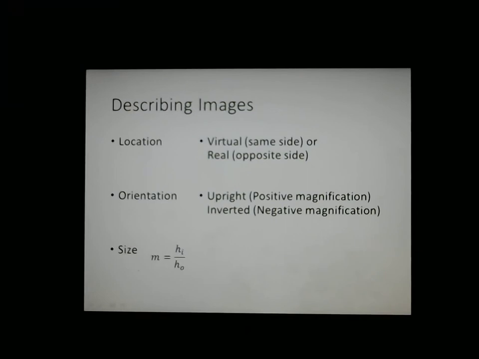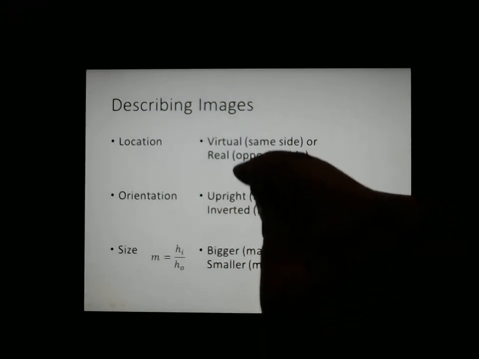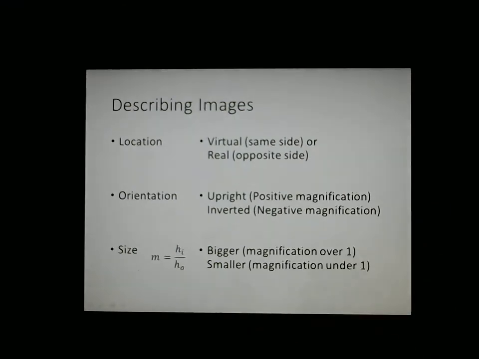Now, anything bigger than 1 means the image is bigger. Anything smaller than 1, so like 0.5, means the image is smaller, like we saw with our concave lens. Okay, so these words, it's always a pair, one of the pair. So every image you would have to describe, it's a virtual image or it's a real image. It's upright or it's inverted. It's bigger or it's smaller.